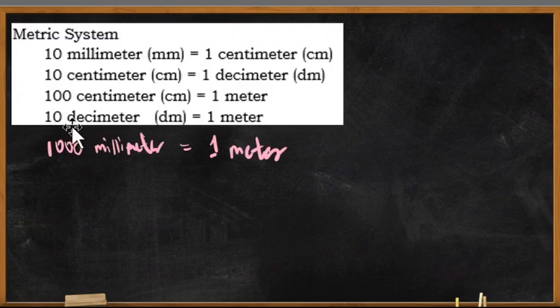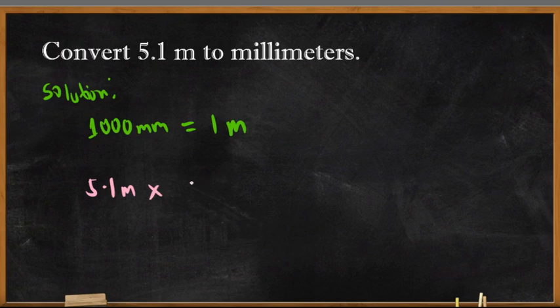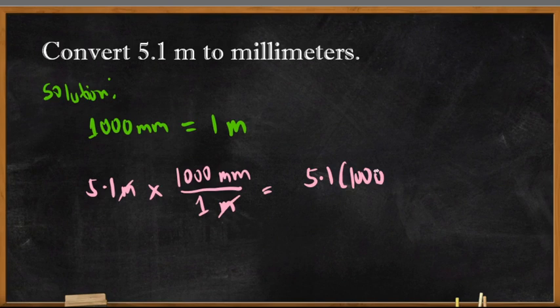Going back to our table here, we have 1,000 millimeter is to 1 meter. The given is meter. We are required to convert that to millimeter. So 1,000 millimeter is equal to 1 meter. Then copy the given. So we have 5.1 meter times, over meter for this one, that is 1, and the remaining 1,000 millimeter. So we could now cancel our meters. We'll end up with 5.1 times 1,000 all over 1 millimeter.